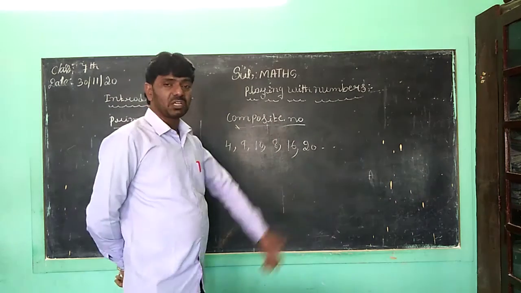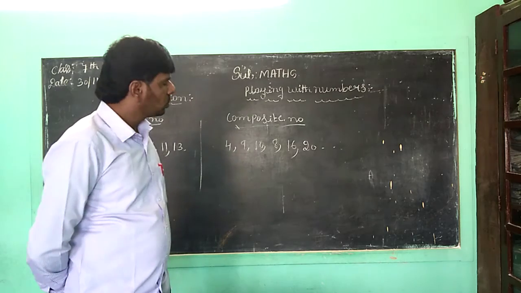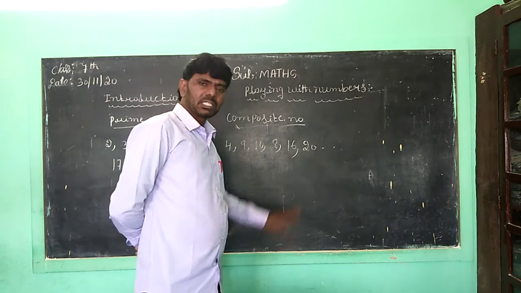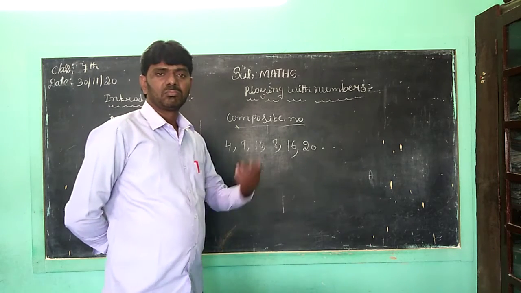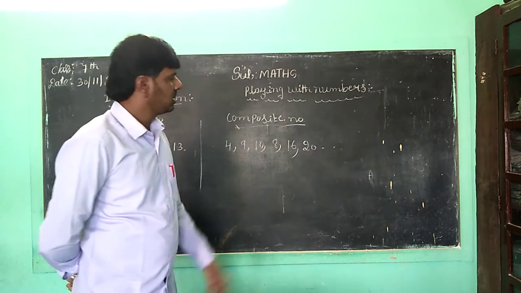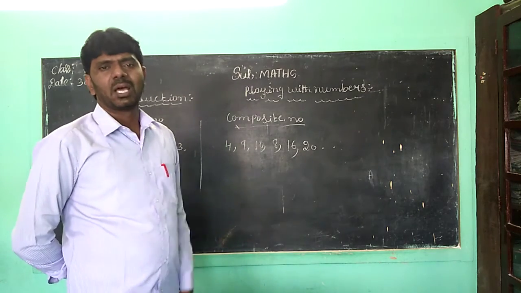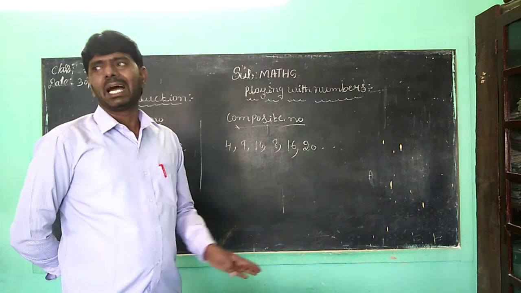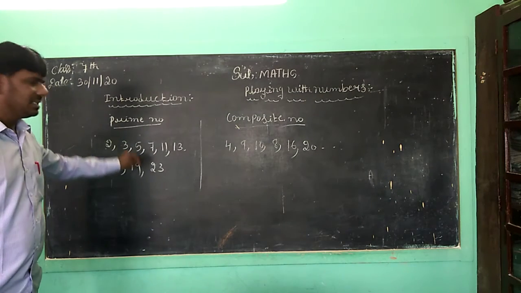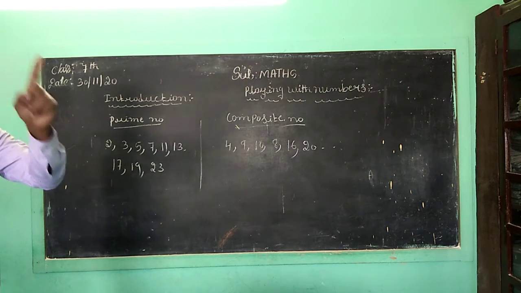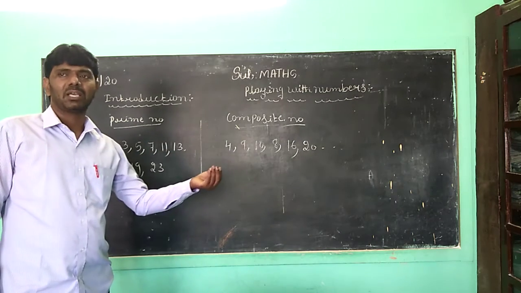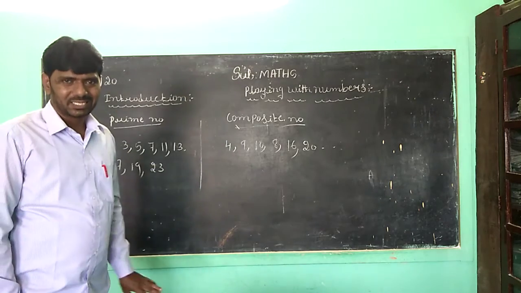And 8 also, children: it is a multiple of 2, 4, 1, and 8. 16: it is a multiple of 2, 4, 8, and 16. Correct, children? 20 also: 2, 4, 5, 10, and 20. These are composite numbers. Prime number means those numbers having factors 1 and itself. Composite number means those numbers having more than 2 factors.